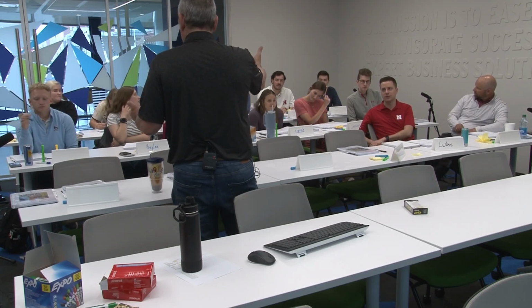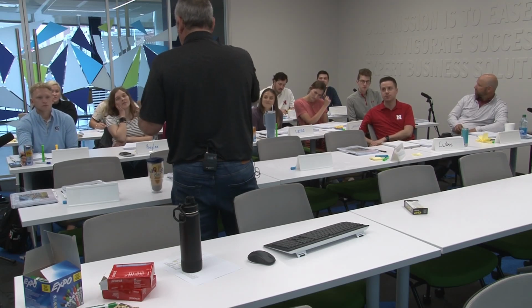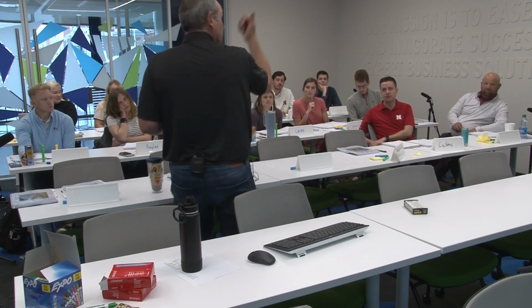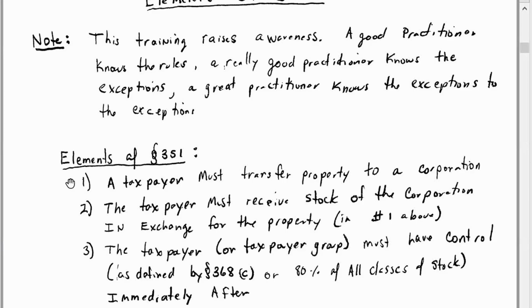So, what are we drinking from? Fire hose. So there's stuff that you're not going to know. What was that first note that we put up there? We don't need to be an expert. No, the good practitioner knows the rules. A really good one knows the exception, and the really, really good one knows the exception to the exception.